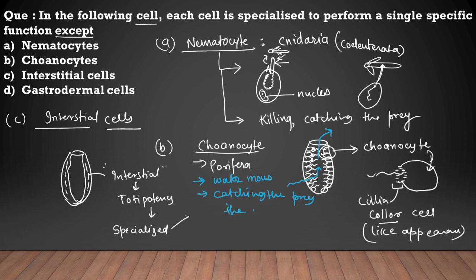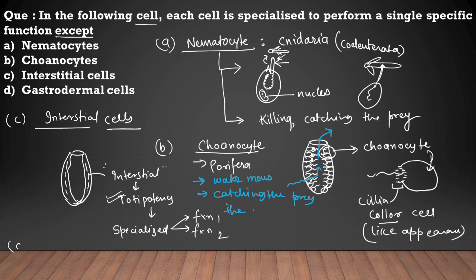Okay, so either it can become an amoebocyte cell which can form the spicules of the body, or it can become an archaeocyte cell which can form the gametes. So it can perform any function. Okay, function 1, function 2, like this. So the interstitial cell does not have a specific function.